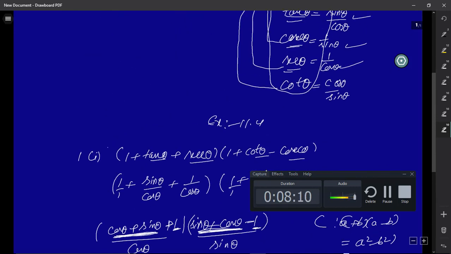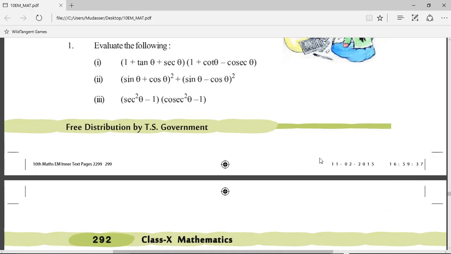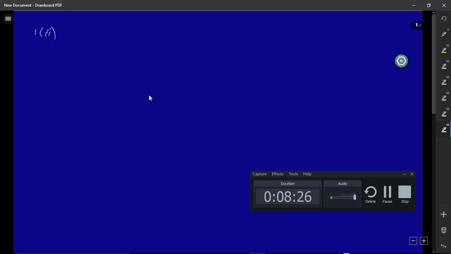Let us go ahead and work on the second problem now. This is our second bit, which asks us to evaluate (sin theta plus cos theta) whole square plus (sin theta minus cos theta) whole square. That's the question. Now this is in the form of (a plus b) whole square, right? And this is also in the form of (a minus b) whole square. So I'll have to expand it.